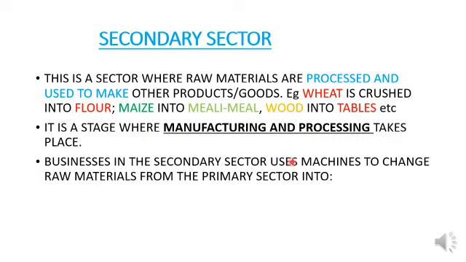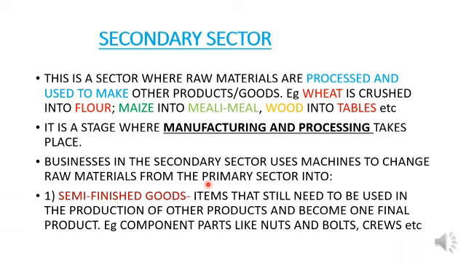Businesses in the secondary sector use machines to change raw materials from the primary sector into, number one, semi-finished goods. Now, these are items that still need to be used in the production of other products and become one final product, e.g. component parts like nuts and bolts, screws and stuff. So we are saying all these things are not yet in their final state. They still need to be joined to another product in order for them to eventually become a final product.